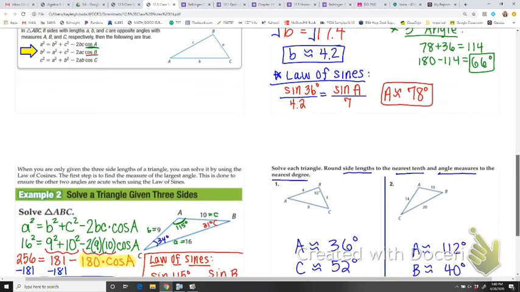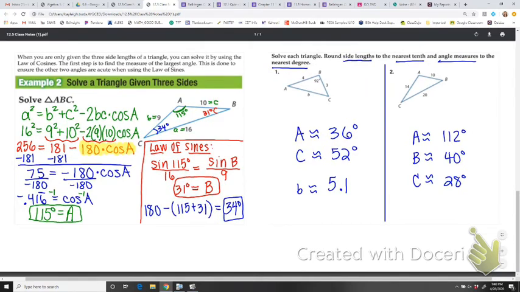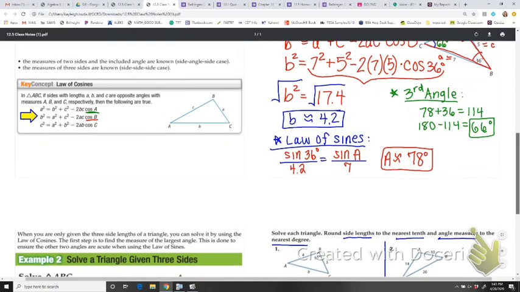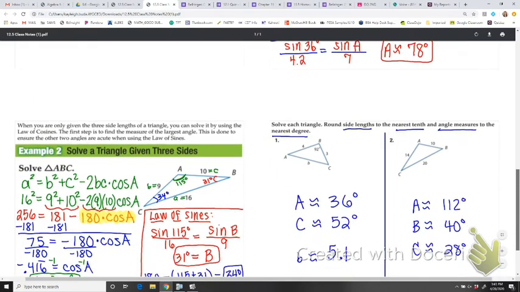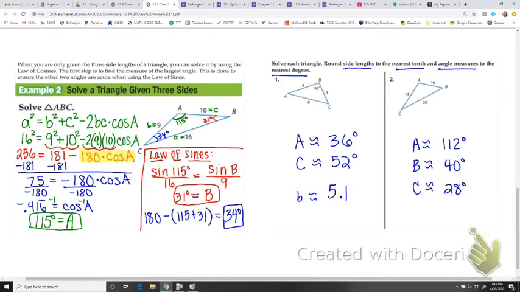Now this next example is going to be one where they give us the 3 sides of the triangle. So when you're only given the 3 sides, you can start by using the law of cosines. And the first step is to find the measure of the largest angle to ensure that the other 2 are acute. So always look for that obtuse angle to find first. So we're going to find angle A. So up here in our 3 equations for the law of cosines, I want the one that has cosine capital A at the end. So it's going to start with a squared equals b squared plus c squared minus 2bc times the cosine of angle A.